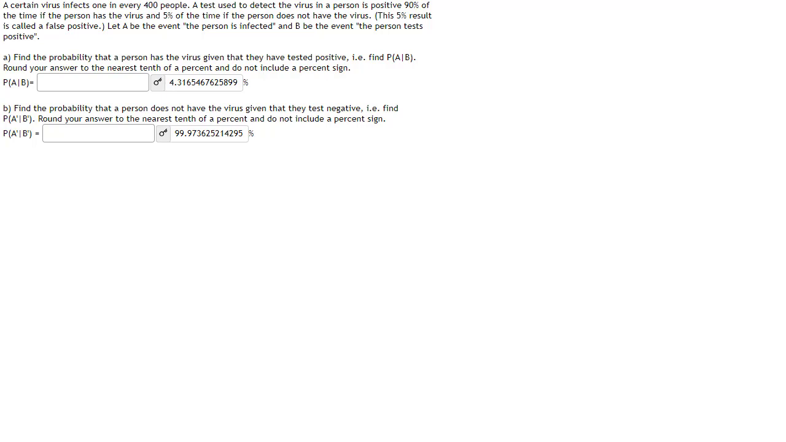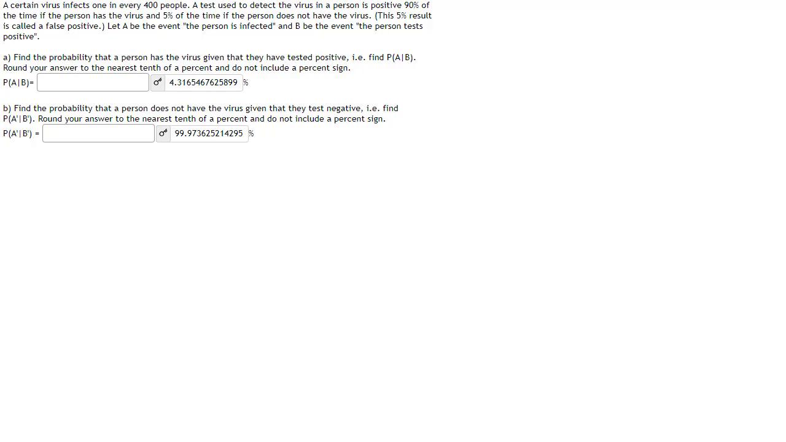So the first thing we always do when we recognize this is the scenario we have, like this says, a certain virus infects 1 in every 400 people, and a test is used to detect it. The test is positive 90% of the time if the person has the virus, and 5% of the time if the person does not have the virus. So it's basically saying that it gives you a true positive 90% of the time, but it gives you a false positive 5% of the time, right?